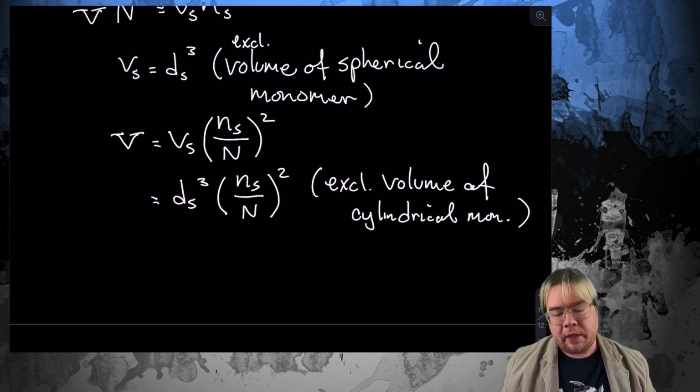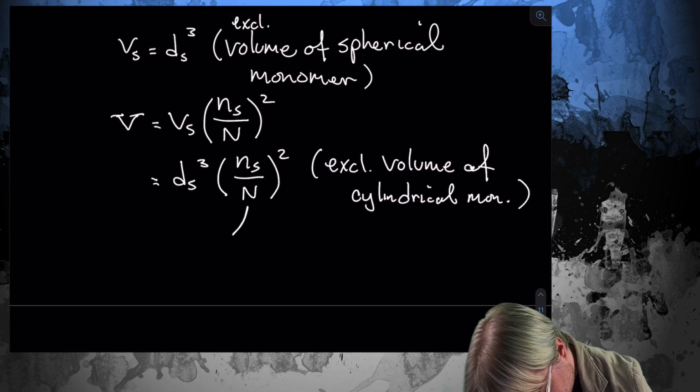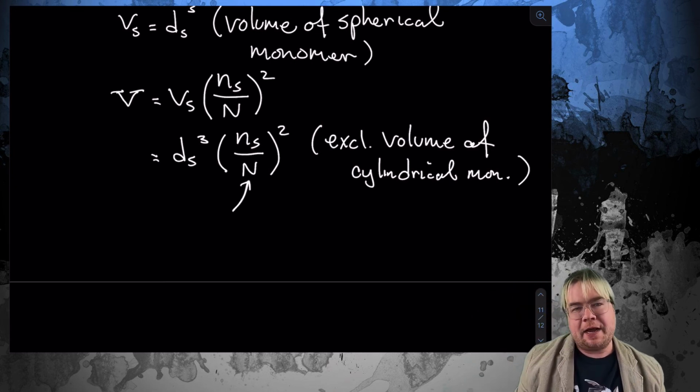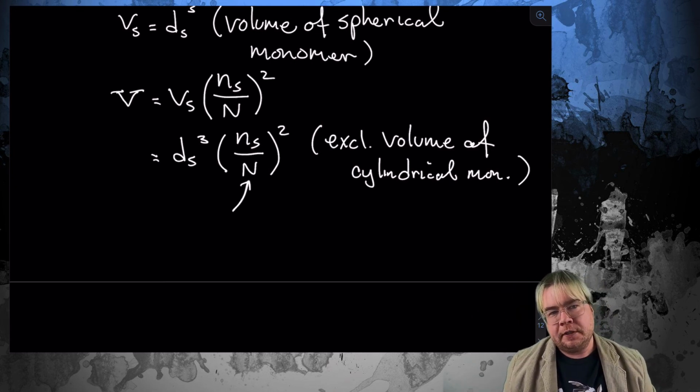So in order to really work this out, what I'm going to need to do is figure out what N is. How many cylindrical monomers do I have to get the same physics as the spherical monomers?